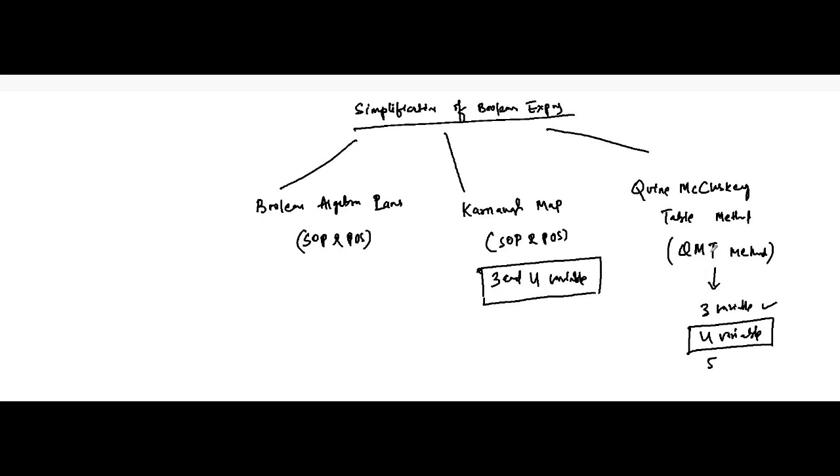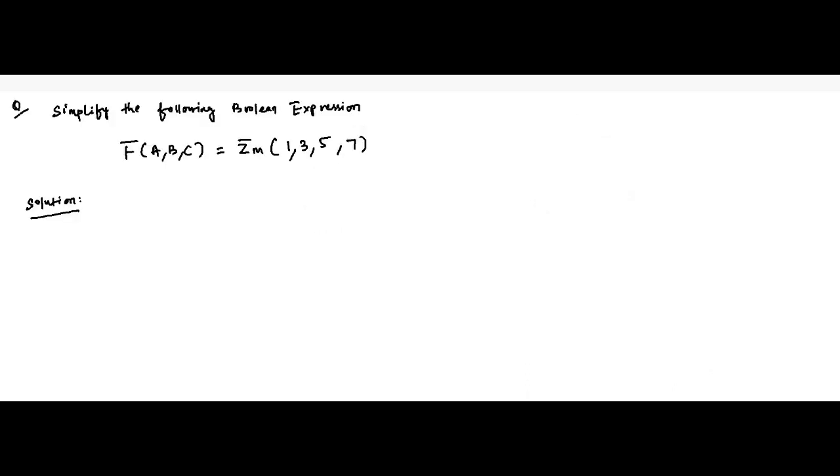That will give us a good understanding about what the QMT method is all about. And then we'll discuss some questions on 5 and 6 variable. Also we'll discuss the 5 and 6 variable K-map method. So we'll cover these things. So we'll discuss the Quine-McCluskey table method or QMT method. Directly we'll be solving questions, and in that I will explain to you how to carry out the different steps related to it. So here we will be solving some simplification questions using the QMT method.